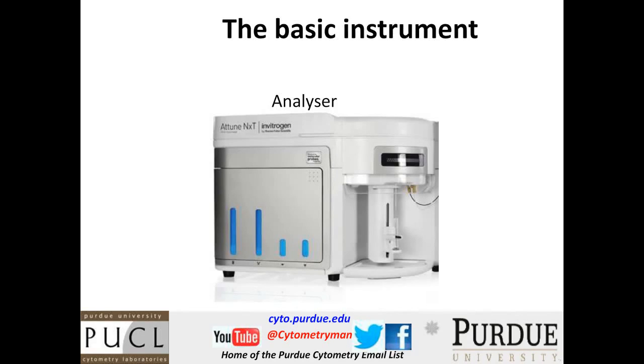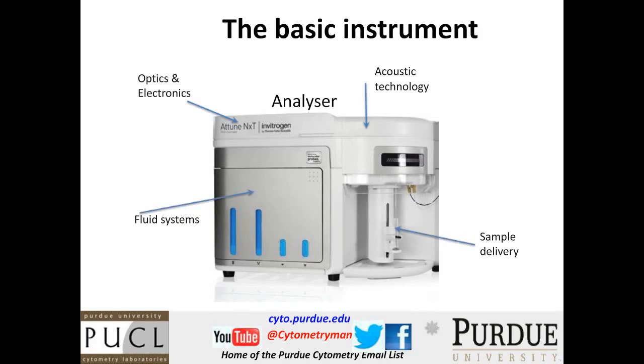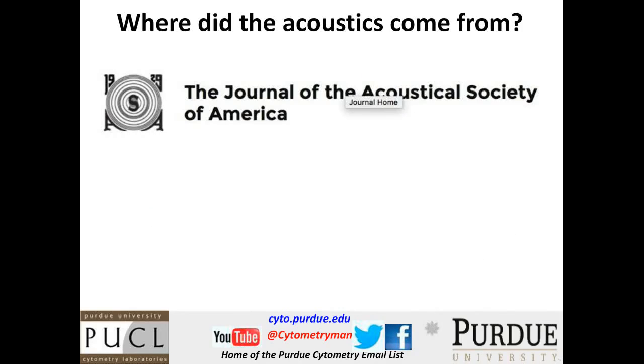So this is the Attune. It's an analyzer, can measure up to 14 colors and 2 scatter parameters. It's an instrument that has the same general features of most instruments. It has a sample delivery component. It has a fluidic system. It has optics and electronics. And uniquely, it has the acoustic technology. So let's discuss the acoustic technology.